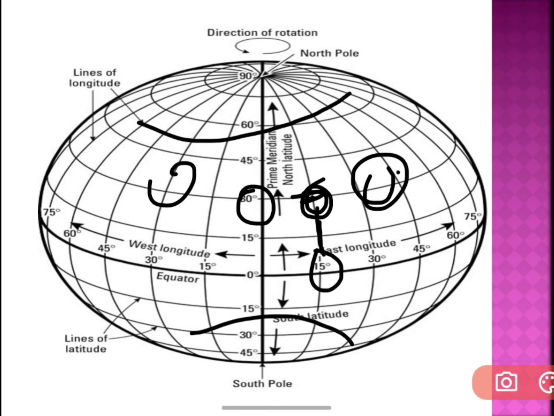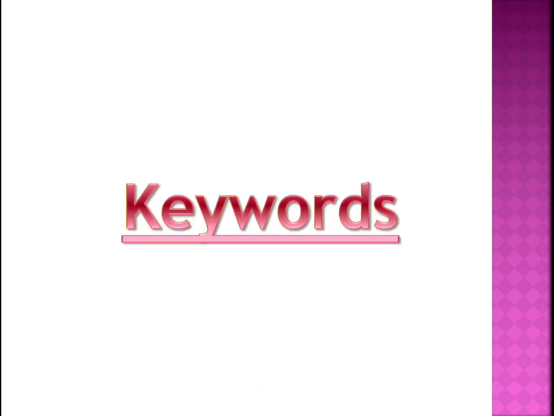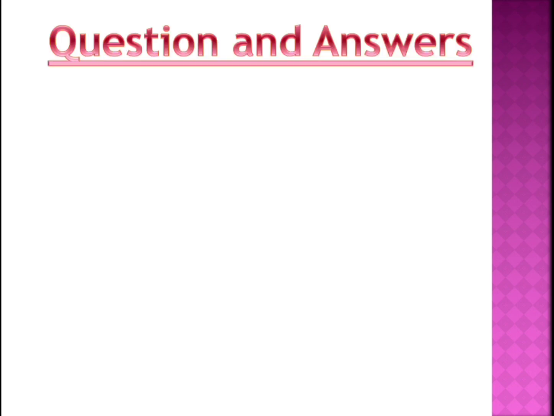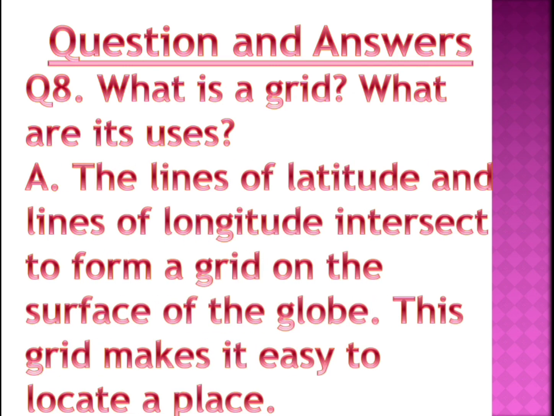Okay, so this is our topic for today, children. I have given a few keywords in your daily schedule. Please learn them and write them in your classwork. Coming to your question answers, what is a grid? What are its uses? So the grid is the intersecting point of lines of latitude and lines of longitude. Okay, and what is the use? It makes it easy for us to locate a place. Okay, children. So write this answer in your classwork and please learn it, children.